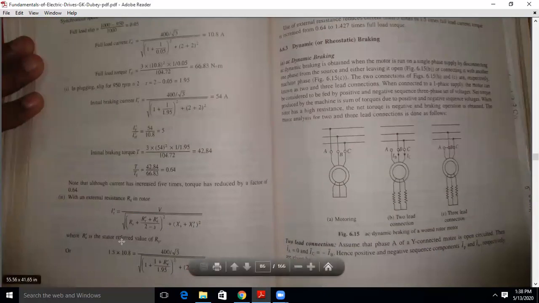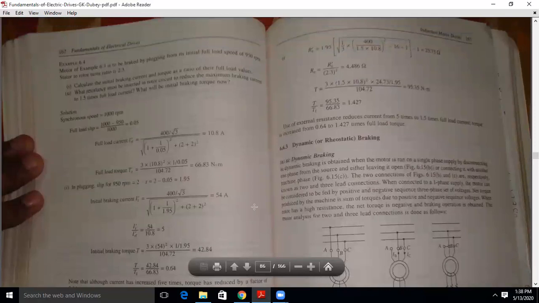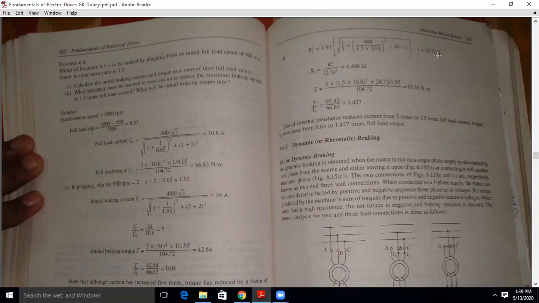So just put the values here. It is a condition, 1.5 times the full load value. So it is 1.5 into 10.8 is equal to the remaining, which is the same. Now if you take that and get the value of Re, we can get Re dash. Re dash is equal to 1.95 times the root of this thing, 23.73.